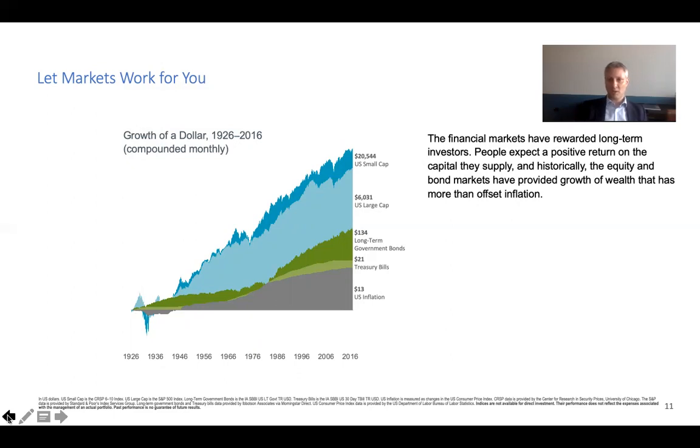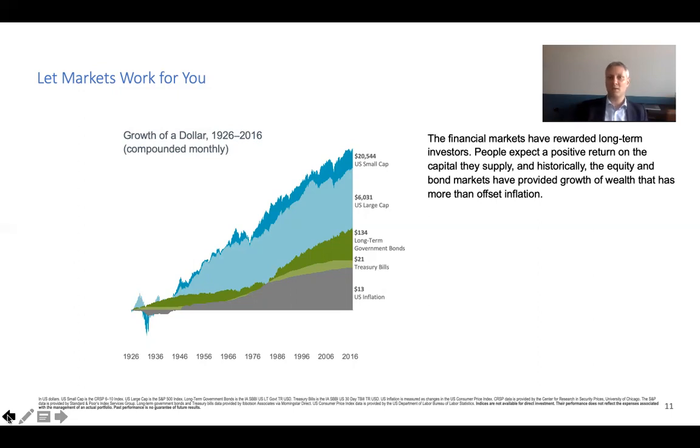And then you can concentrate further down into US small cap, so smaller companies. They tend to produce a lot more return. They're a lot more volatile though. So if you invested $1 in 1926, then the US inflation will mean that it's worth $13. Treasury bills, you'll probably make about 21. Long-term government bonds, you're a little bit more on 134.